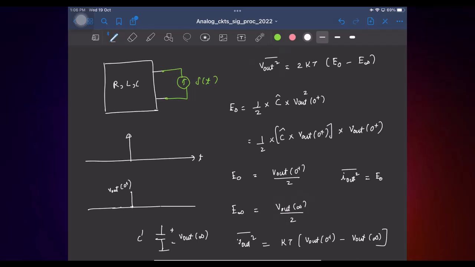I am slightly confused. If we are only looking at energy, at zero time and at infinite time, energy can redistribute itself between capacitors and inductors also. I mean, it is possible, right? The energy can be distributed partially in capacitors and inductors.